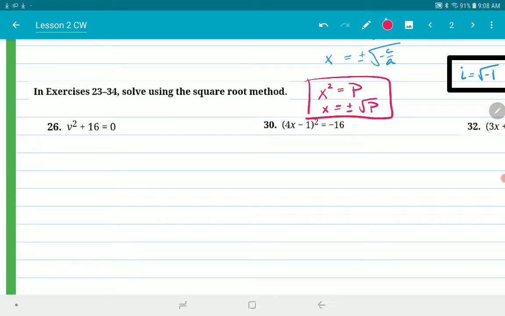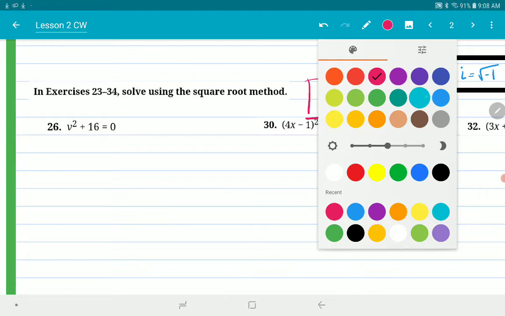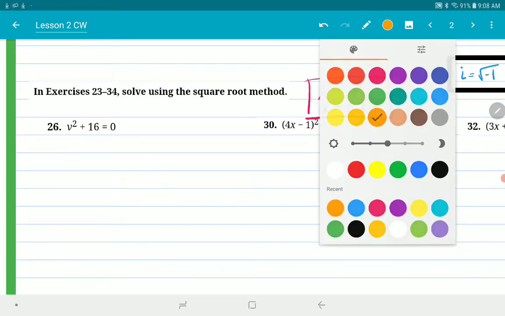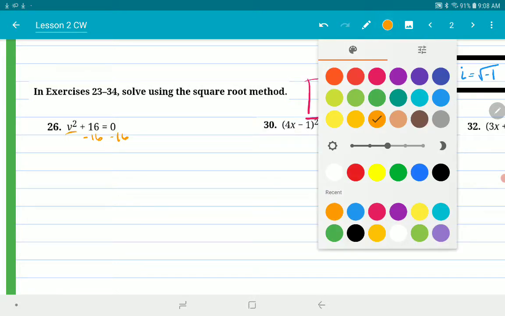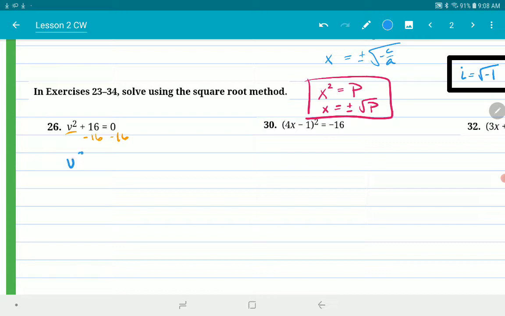Okay, so let's look at number 26. I need to get the square term alone. I'm going to do that in orange. I'm going to subtract 16 from both sides, so I get v squared all alone. And I get v squared equals negative 16. Now I have v squared alone, so that means now I can take the square root of both sides, and I get, on the left, v, and on the right, plus or minus the square root of negative 16. Don't forget that negative on the 16. And I told you before, we're going to deal with that negative by using the definition of i.